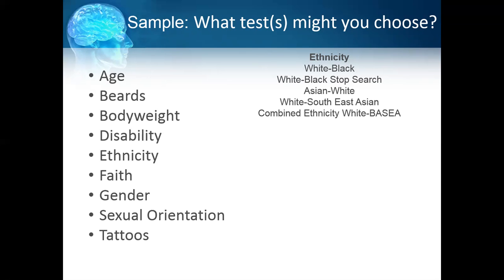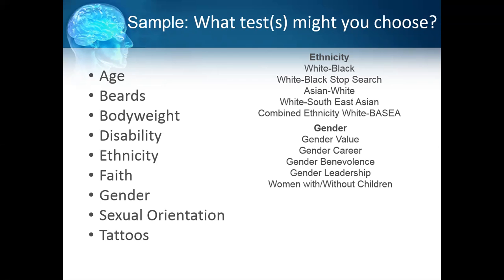There are some variations too on gender. So we have a gender value test. Do you see some people as more valuable, talented than others? Gender career. Do you associate men or women with ideas of being at home? So cooking, cleaning, ironing, or ideas of being at work, promotion, progression, career. Gender benevolence is the desire to look after and protect. So do you see one group as in need of protection? Do you see them as weak? Do you see them as not able to do things for themselves?